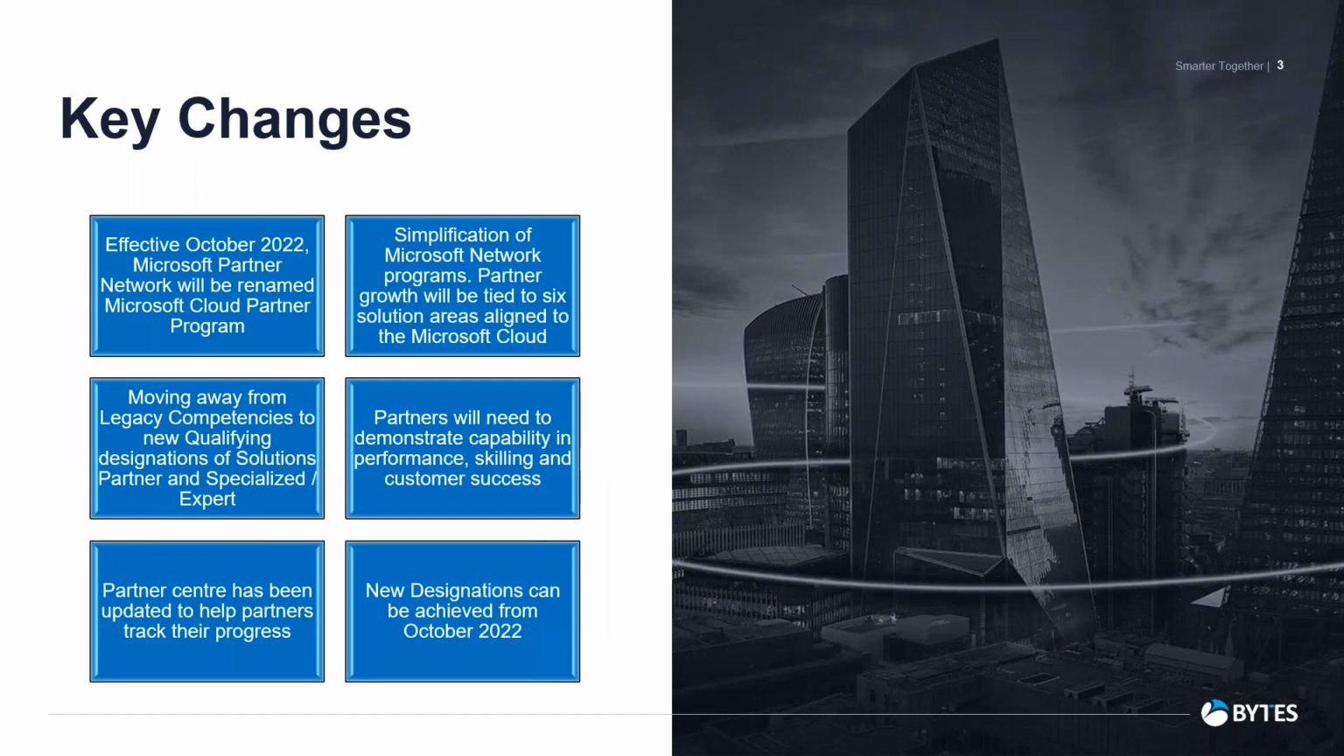So, a summary of the key changes. From the 3rd of October, the Microsoft Partner Network, which a lot of us would know as MPN for short, will be renamed the Microsoft Cloud Partner Program. Just for saving my voice, because I'm going to be saying that quite a bit, going forward I'll be referring to that as MCPP. Sorry, another acronym for you to all learn, but I'd rather say MCPP. So yes, the MPN is going to be changed to MCPP.